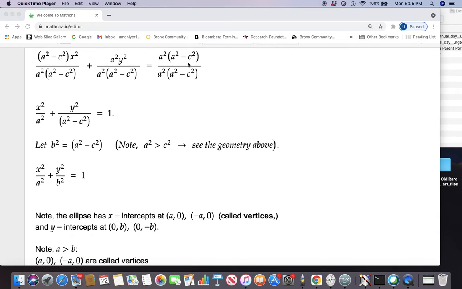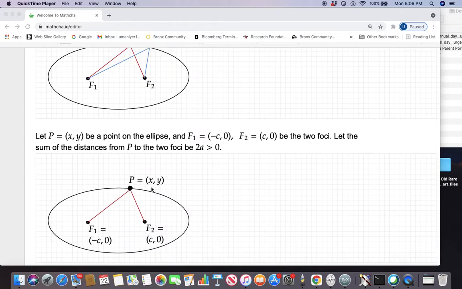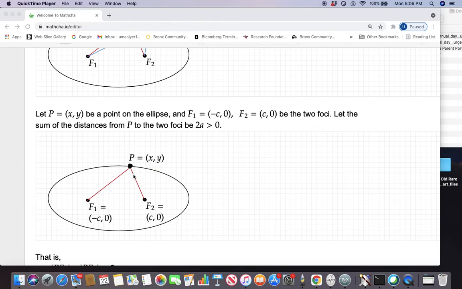Once you do that, this gives you 1. Here a squared cancel, and here a squared minus c squared cancel. All right. At this point, you can call a squared minus c squared to be b squared. Why? If you recall, I said the length of the string is more than this distance, as you can see. So 2a is greater than 2c.